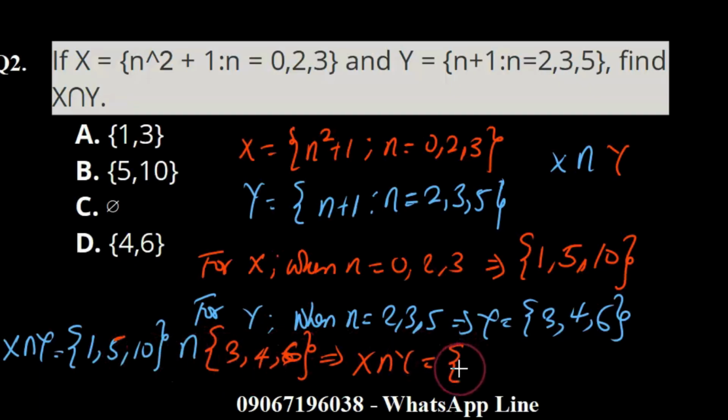So the best answer to that question is that it's a null set. There's no element since it's an empty set, right? So the answer to that question is option C. It is a null set. There's nothing common in these sets. So that is how we solve the question, and we move on to the next question.